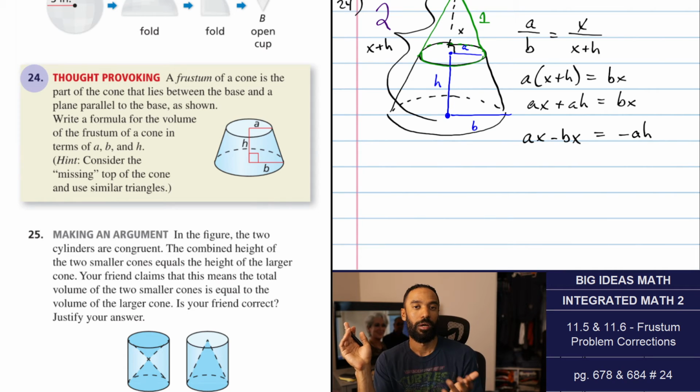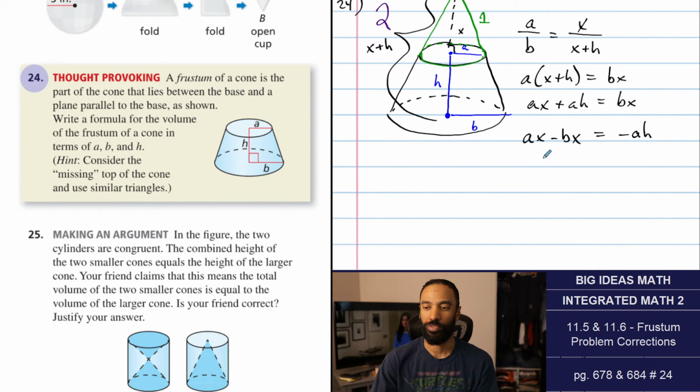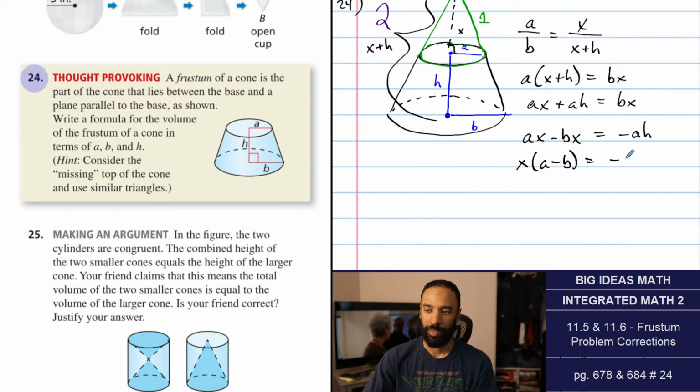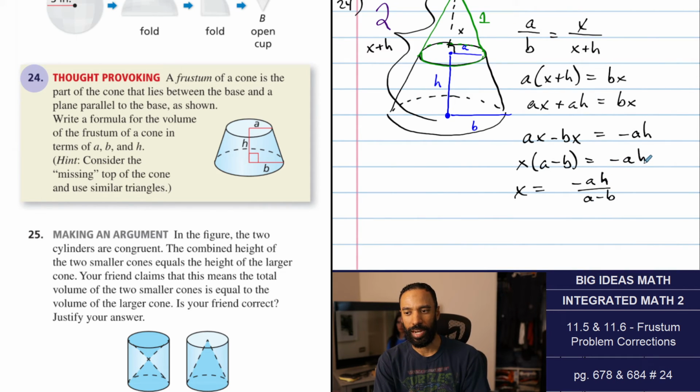I haven't tried it yet, but I guess when you substitute things in, the signs will change in the substitution, which is fine. X is a common factor here. You're left with A minus B, and you get negative AH, and then you divide by A minus B, you get negative AH over A minus B. So this is what I'm going to use instead, the other way that I had it here.